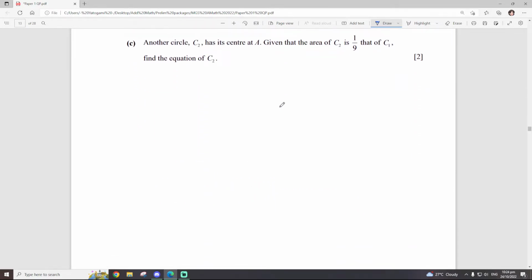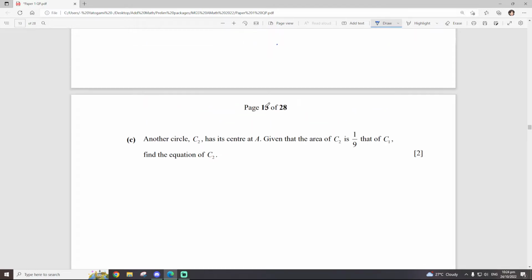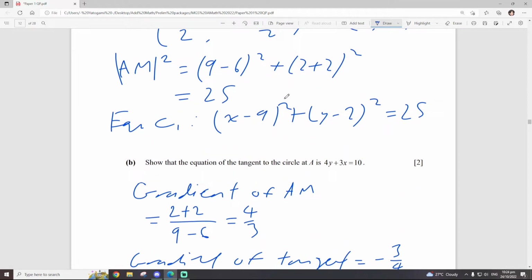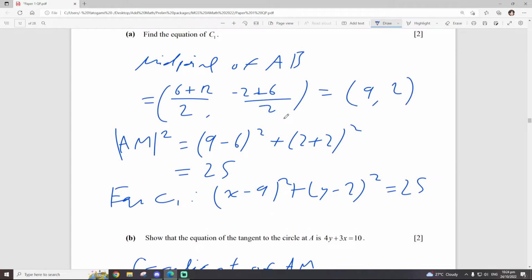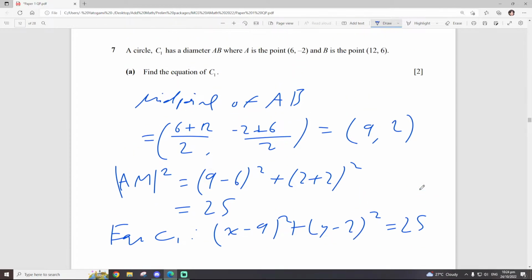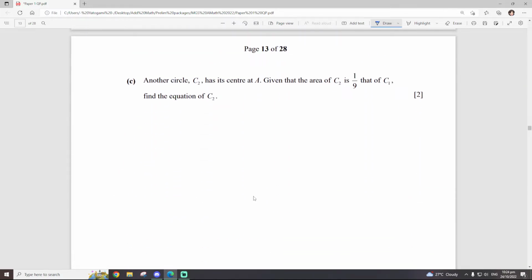Another circle has center at A and its area is 1 over 9 that of C1. Okay, so when you scale the area down by 1 over 9, you're actually scaling the length by 1 over 3, because the square root of 1 over 9 is 1 over 3. The radius is 5 here. The radius will become 5 over 3. So the square is 25 over 9. So the center will just be the coordinates of A, and the radius squared is 25 over 9. So immediately you can write down the equation: (x minus 6) squared plus (y plus 2) squared equals 25 over 9. That's it.